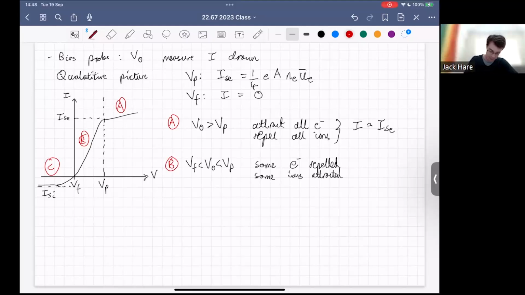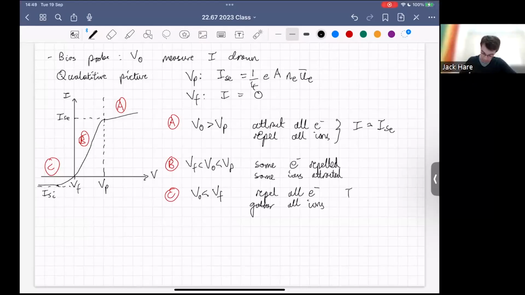And then finally, we have this regime C. In this regime here, we have a potential on the probe which is less than the floating potential, and we're going to repel all the electrons, and we're going to gather all the ions. And we will then be drawing the ion saturation current, which is a quarter e A n_i u_i bar. So this is just the counterpart to the electron saturation current, and of course it's smaller by the square root of the mass ratio or something like that, probably. So it's a fair bit smaller than the electron saturation current here.